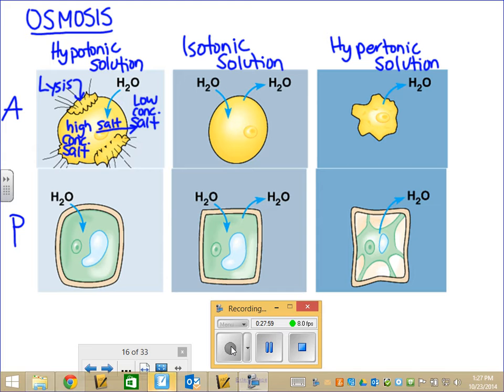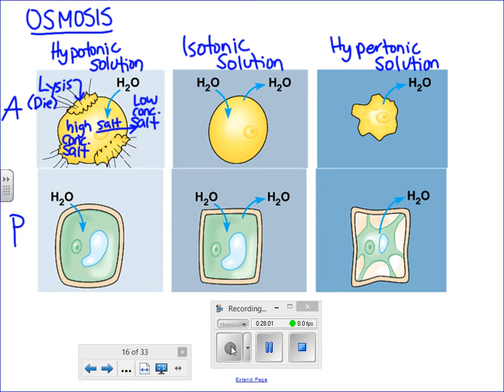So this causes a cell to die. Now that doesn't mean that 2 seconds in a hypotonic solution means death for an animal cell. But it does mean that if it's in a hypotonic solution too long, this could happen.